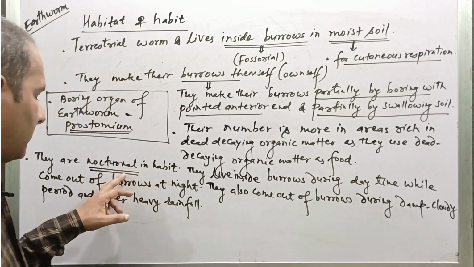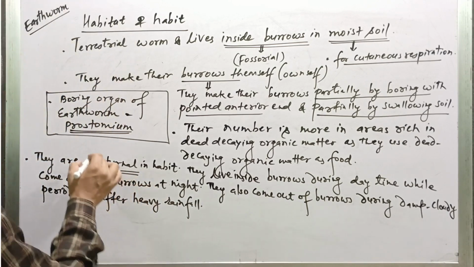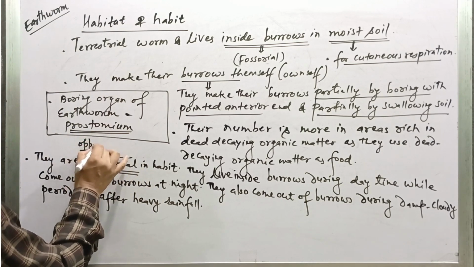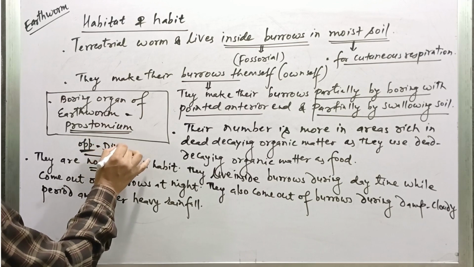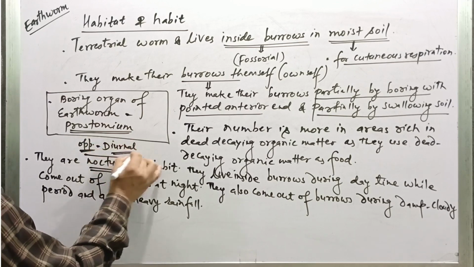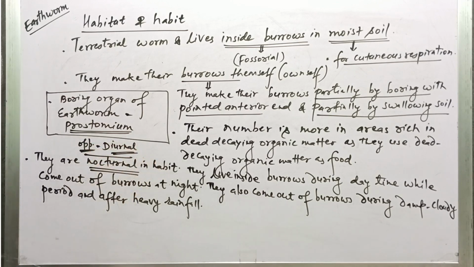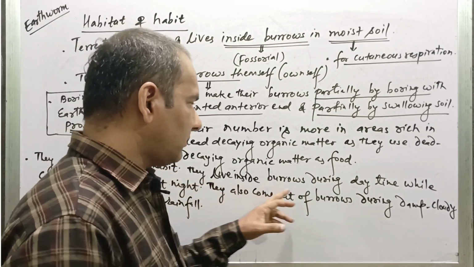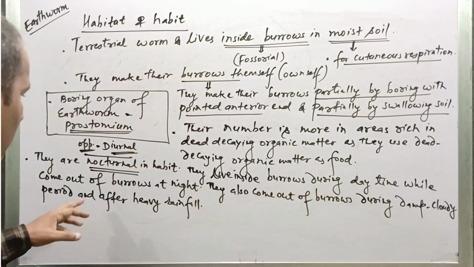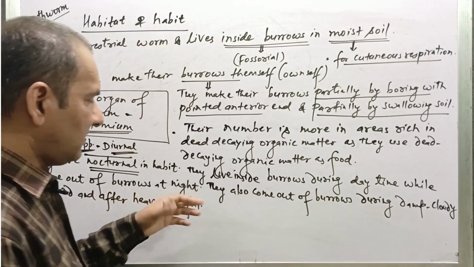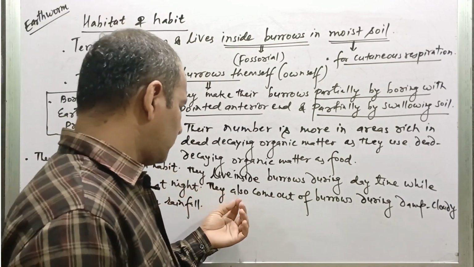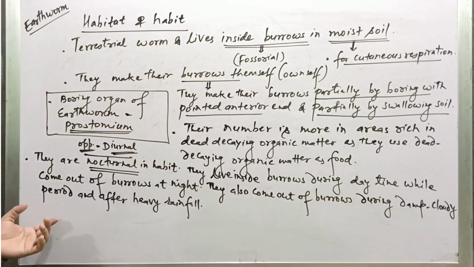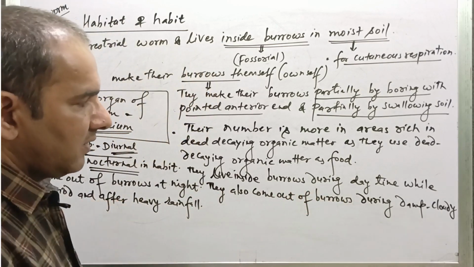The opposite of nocturnal is diurnal. The opposite term is diurnal, means which remain active during the daytime. Nocturnal means which remain active during the night time. They live inside burrows during day and come out of burrows at night in search of food and for other purposes. They also come out of the burrows during damp cloudy period and after heavy rainfall.